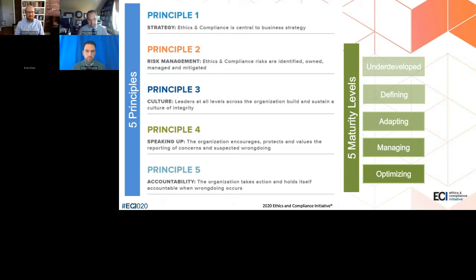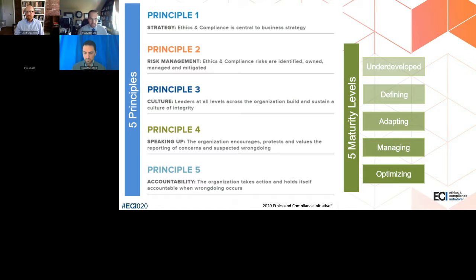So when you think about strategy, are ethics and compliance really embedded within the business environment? And from a risk assessment perspective, as we know today, everything is really driven by that risk assessment. So have you identified those relevant ethics and compliance risks that are impacting your organization? Are those risks owned and managed by individuals assigned with that level of responsibility within the organization? And how are you, as ethics and compliance professionals, designing your program to mitigate those risks?